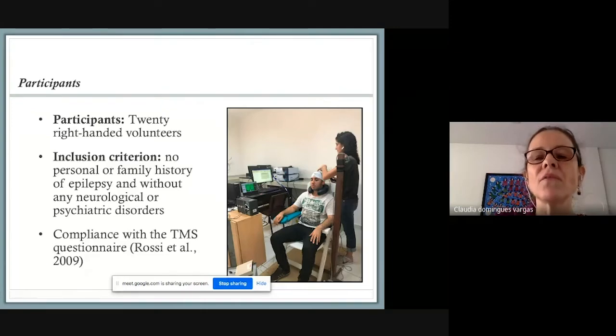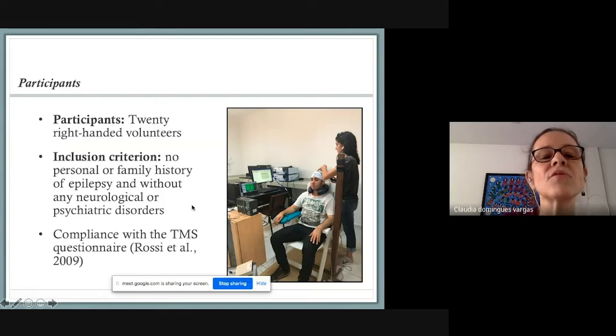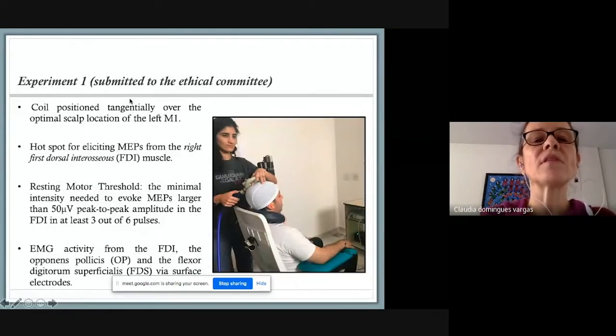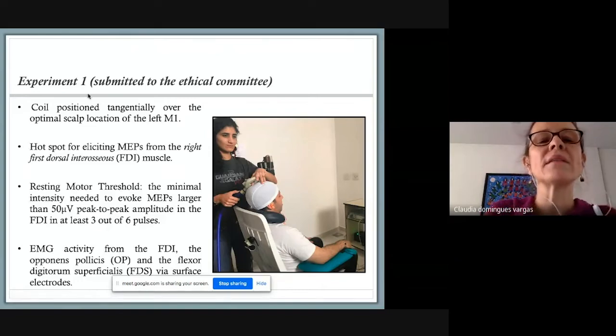I'll show a little bit of the experimental protocol. So the idea is to test at least 20 right-handed volunteers. This is a picture of our lab in Rio de Janeiro with a volunteer and one of my PhD students, Fernanda, and our setting here in Rio. The idea would be to select or to invite people with no personal or family history of epilepsy or any other neurological disorders. They have to comply with the TMS questionnaire. We are now in the process of submission of this protocol to the ethical committee.